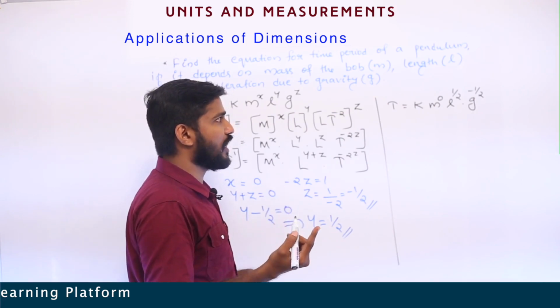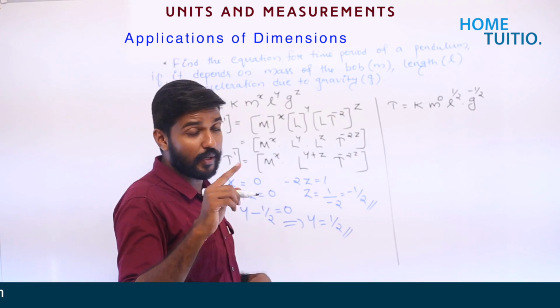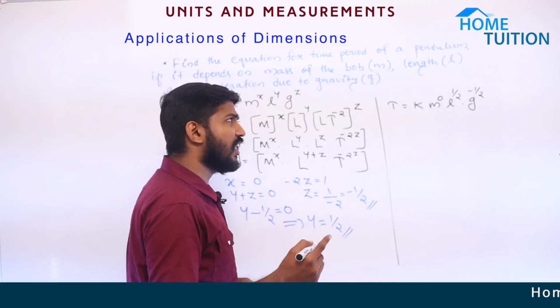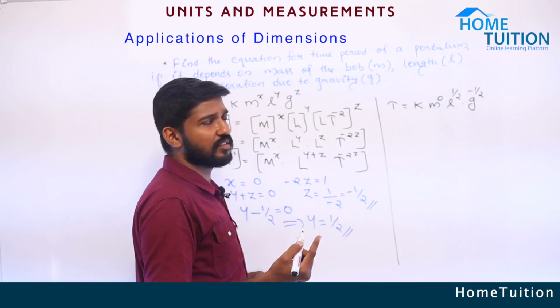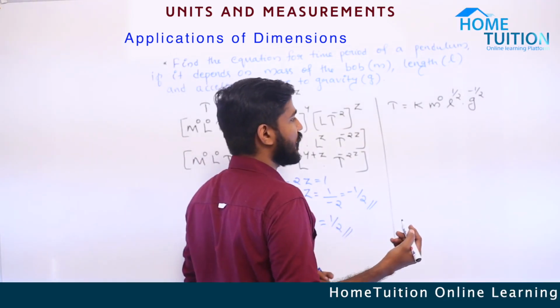And L raised to 1 by 2 can be written as root L, means square root of L. And g raised to minus 1 by 2 can be written as 1 by square root of g. Okay. How are we writing that?